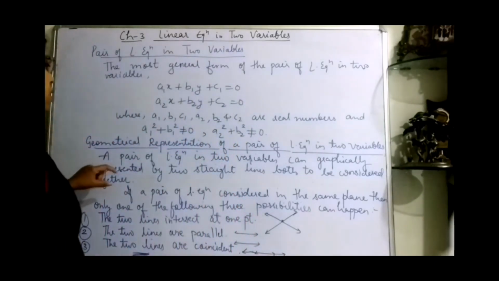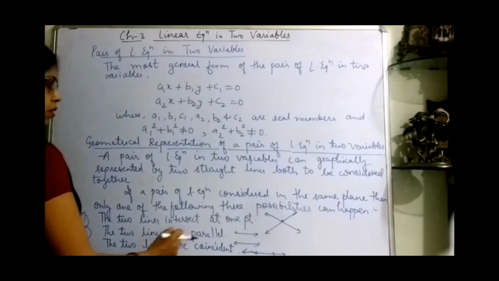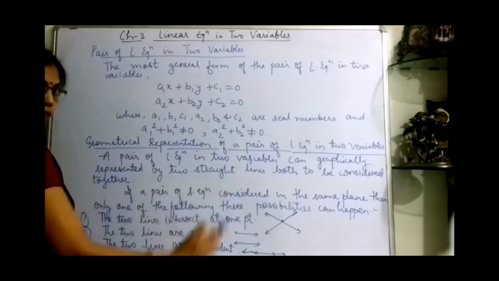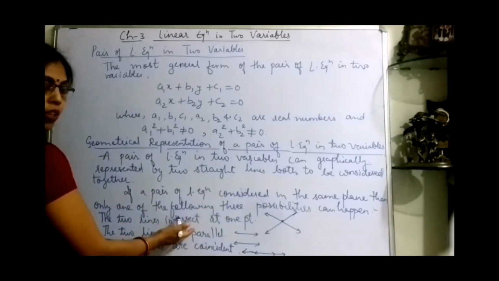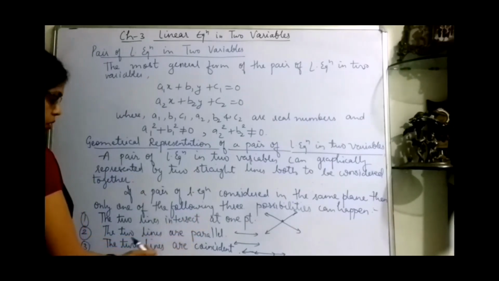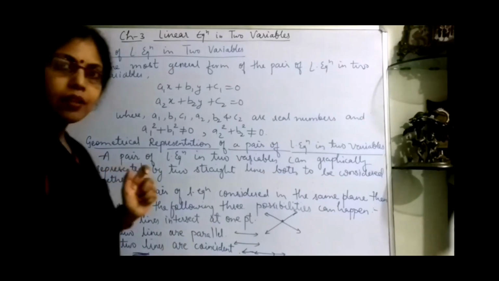Likewise, if we represent the linear equations in two variables graphically, then only one of the following three possibilities can happen. The lines may intersect at one point, or the lines are parallel, or the two lines are coincident. Right? Thank you, students.